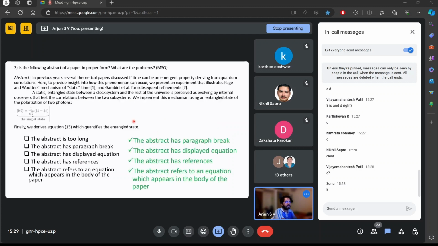Question number 2, they are asking if the abstract is in proper form. It is not in a proper form. The problems are it has a paragraph break, it has a displayed equation, it has references, and it refers to an equation which appears in the body of the paper. Varsha, I am coming to question number 9. I'm just going over all the questions one by one.